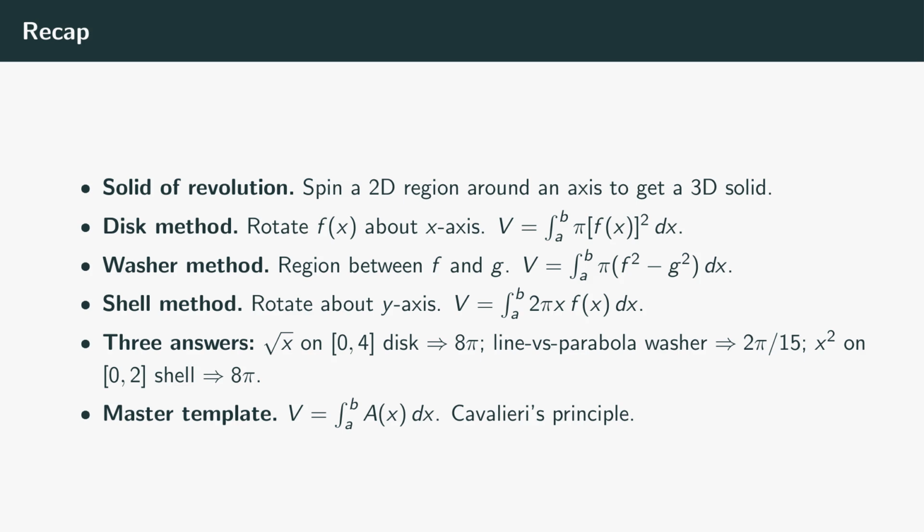Shell method. Region under y equals f of x on the interval from a to b with a greater than or equal to 0, rotated about the y-axis. Slice parallel to the axis into thin cylindrical shells. Unrolling gives circumference times height times thickness. Volume is the integral from a to b of 2 pi x times f of x dx. Worked example, y equals x squared on the interval from 0 to 2, rotated about the y-axis, gives 8 pi.